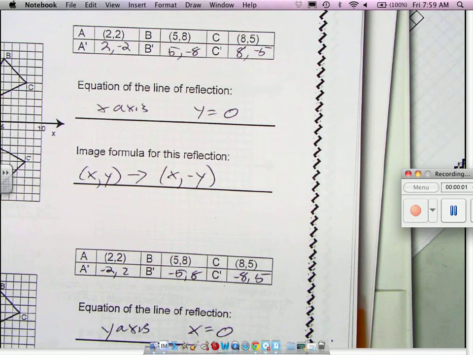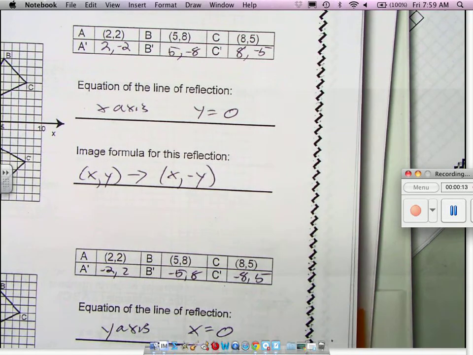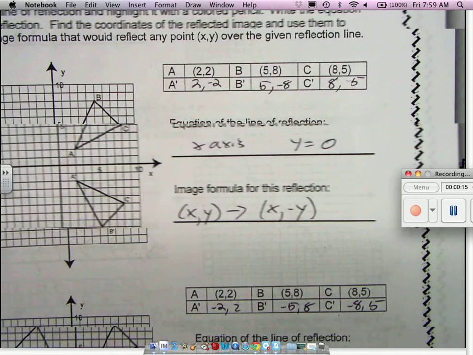Okay, ladies and gentlemen, I am recording this right now. We are going to go over the packet on intersecting lines. I believe we've gone over 1 through 4, but I do want to make sure we've got them.